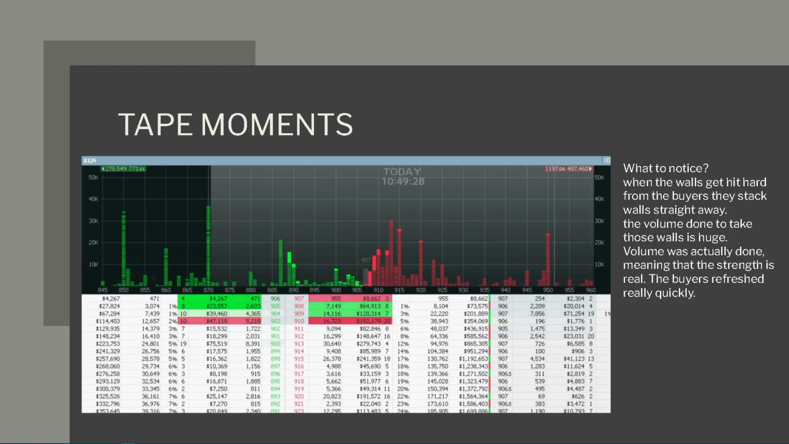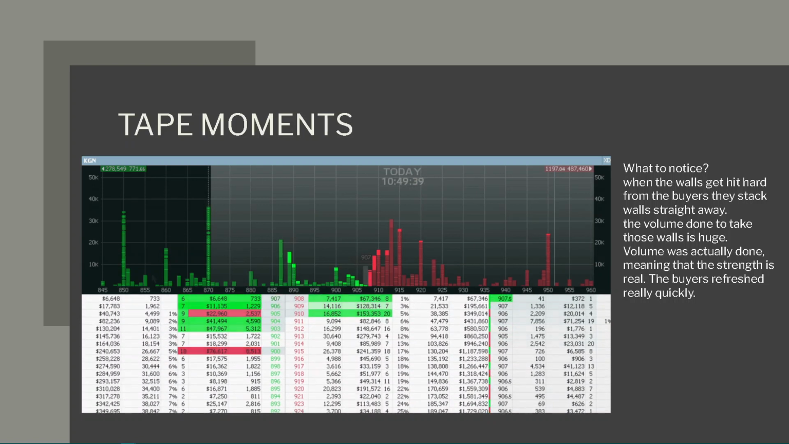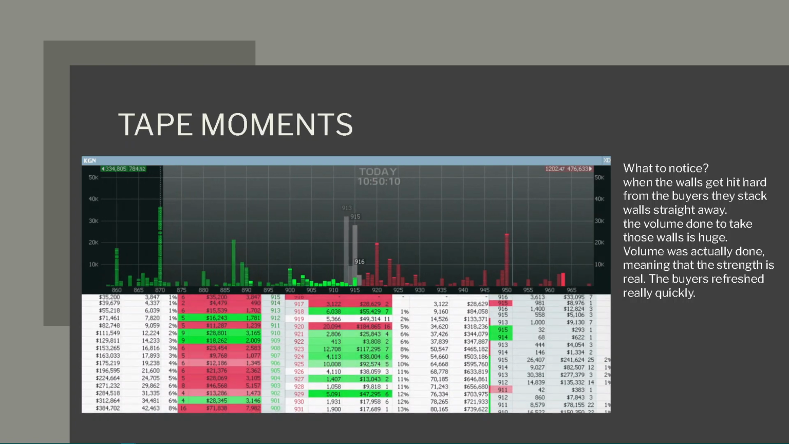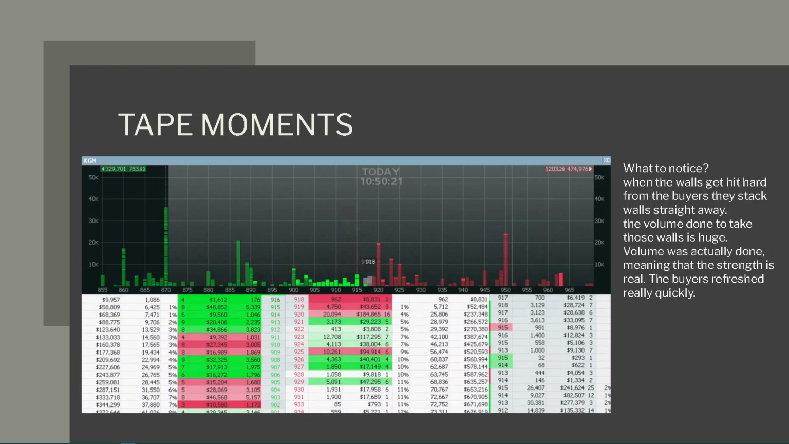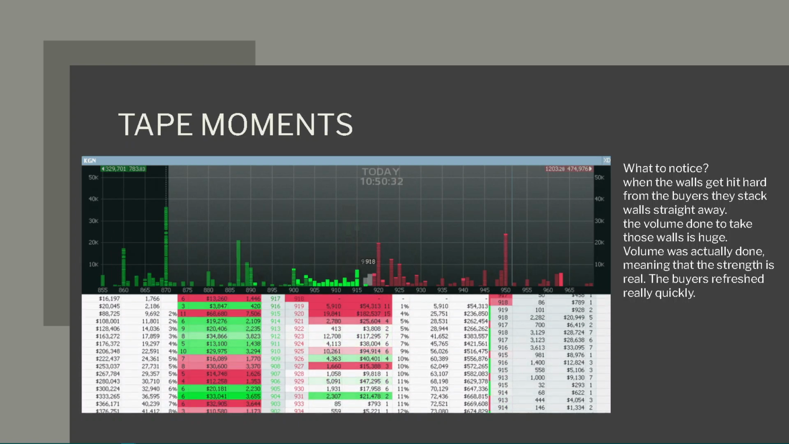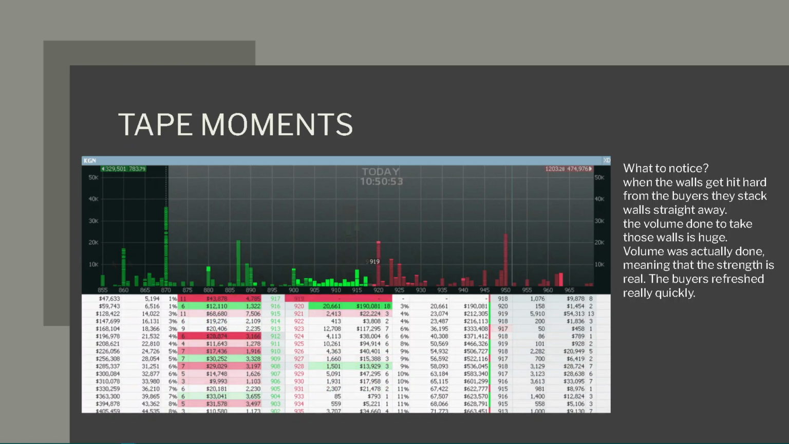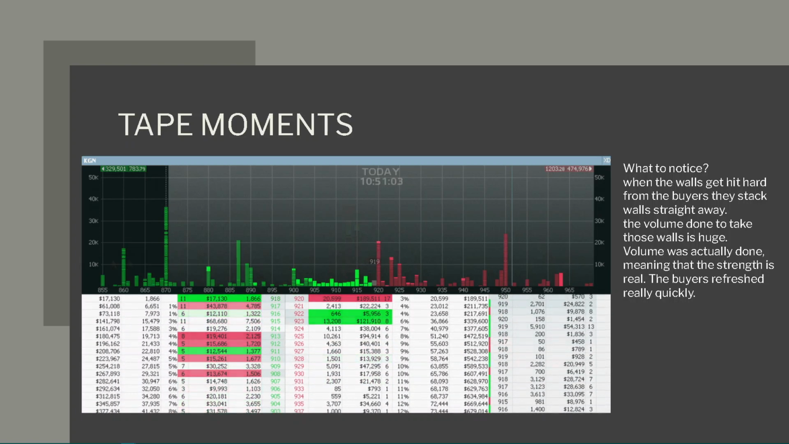They try and press it down, but there's a bit of reload buying, and then the buyers start to move up. As they move up, they get a lot more aggressive, more people are getting in, and the walls are just being taken. The thing to notice is that the buyers instantly stack the levels. That shows that there are still real interested buyers.